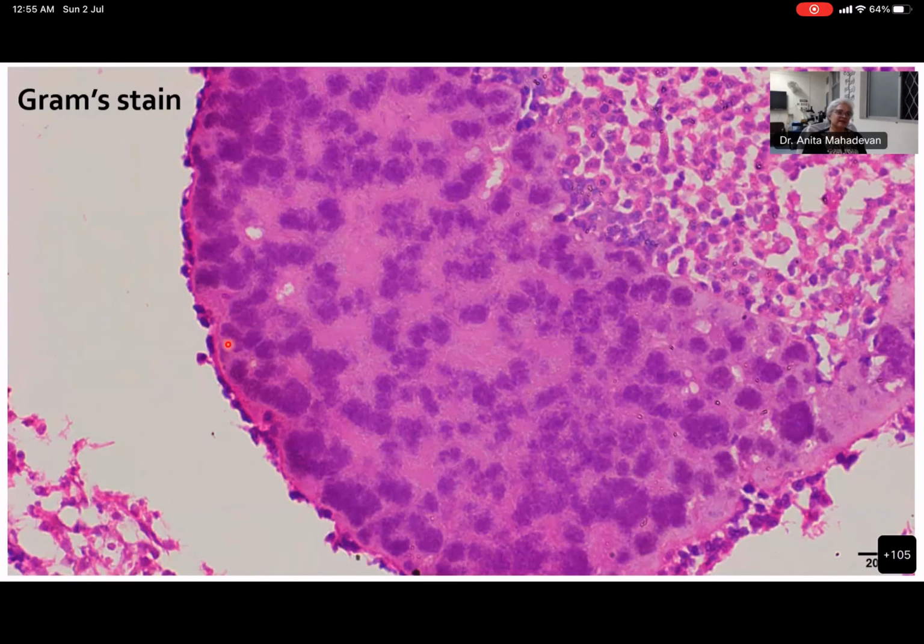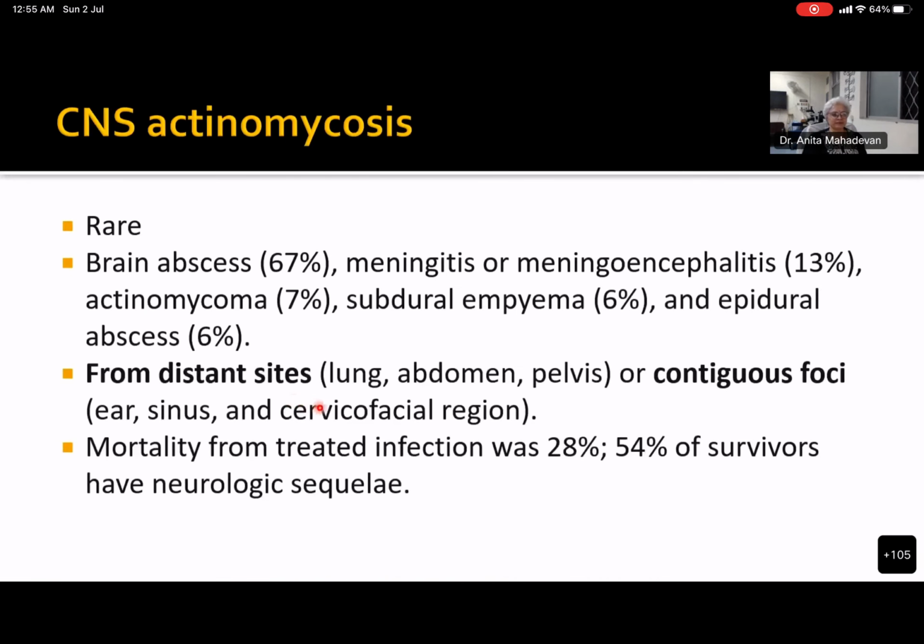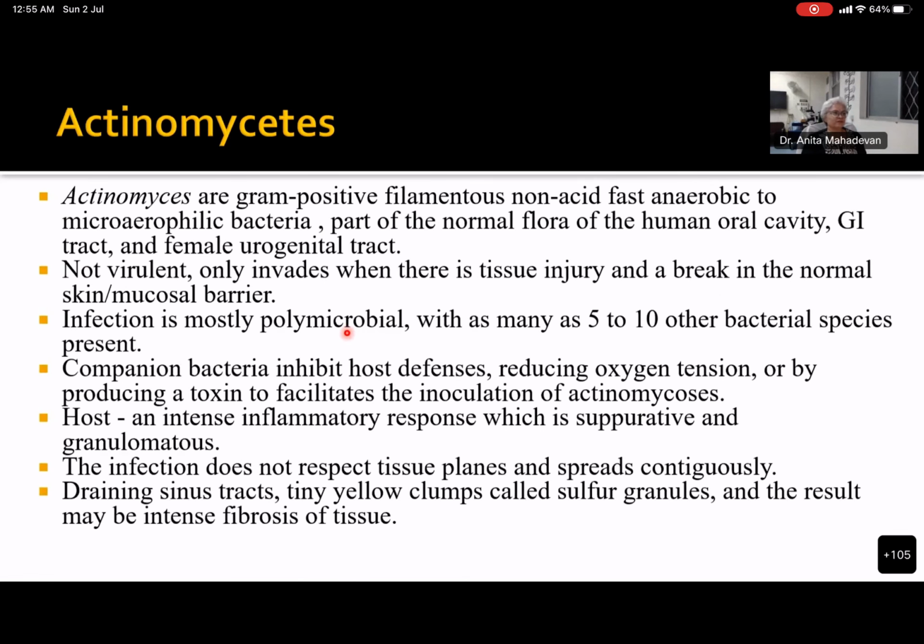So this is the actinomycosis. It is very, very rare. We have not seen many cases, and we do know that it usually comes through hematogenous spread. It can also come through contiguous foci, either in your sinus or cervicofacial. The survivors usually have a lot of neurological sequelae. It's a gram positive. It is filamentous. It is non-acid fast, and that is one thing that is important to do.